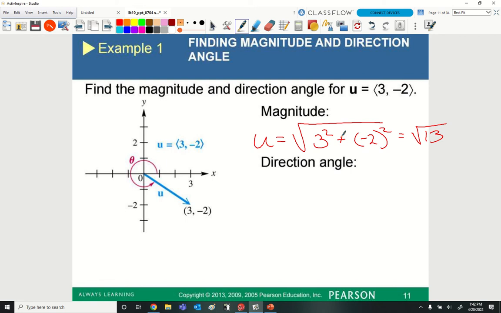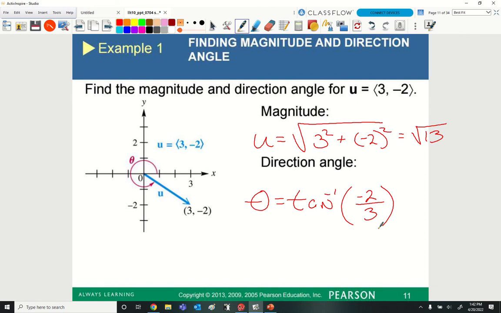Directional angle. Now I want to find theta. How would I find theta? Inverse tangent. My b is y, so y over x: negative 2 over 3.